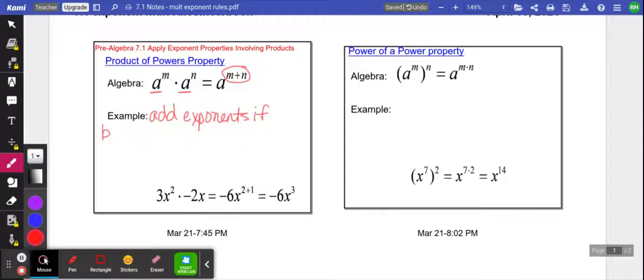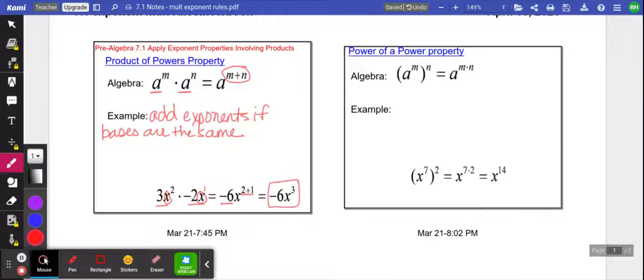if bases are the same, right? So your example down here might be this guy, 3x squared times negative 2x. So it's a multiplication problem. So we multiply 3 times negative 2 and get negative 6. Our x's are the same for our base, so we're going to add. So this has a 2. If there's no exponent, it's a 1, right? So 2 plus 1, and then we simplify. Negative 6 times x to the third power, and this would be your final answer.